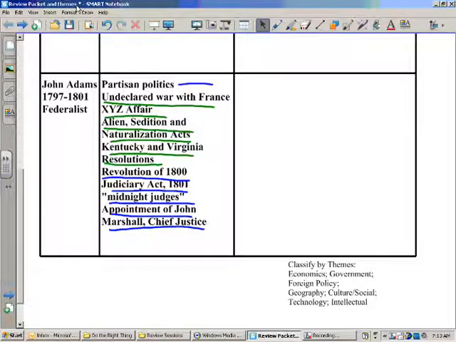Now, with the foreign policy, we see that we are dealing with France. Now, there was never a declared war, but the French were attacking our ships, and of course, there was the idea of trade being interrupted as well. So we sent off some ambassadors to meet with the leaders of France. This was the XYZ affair.